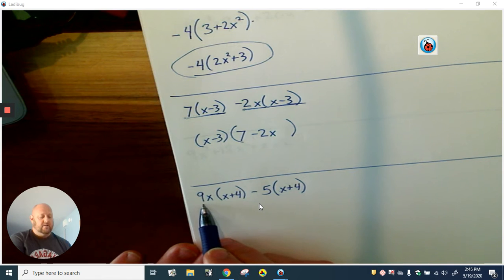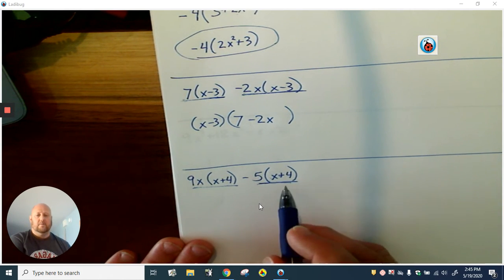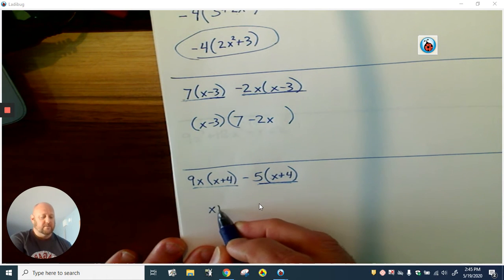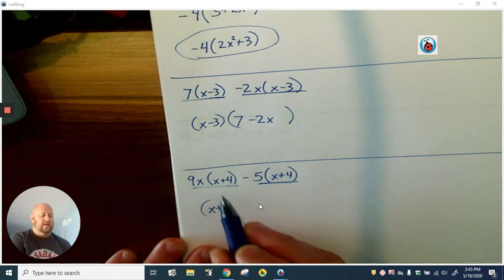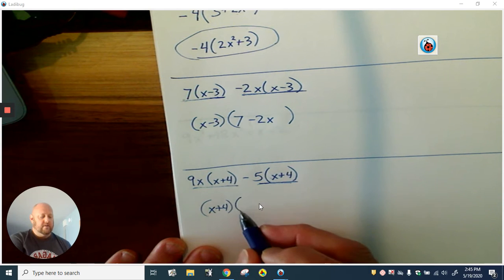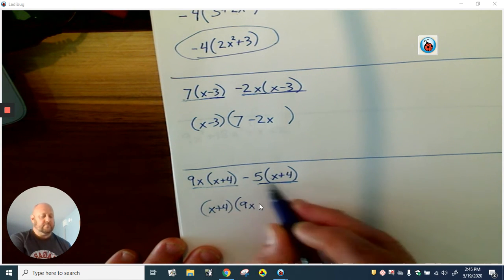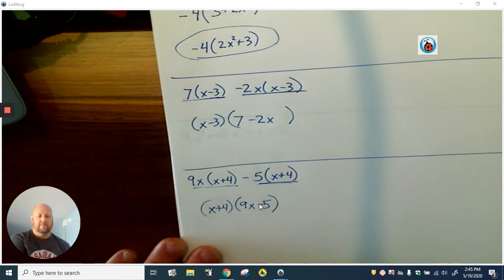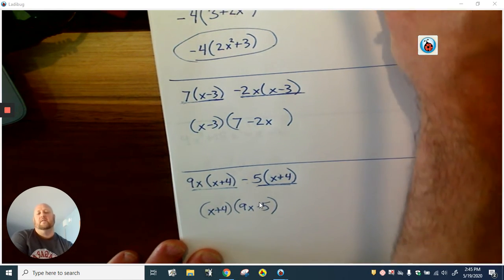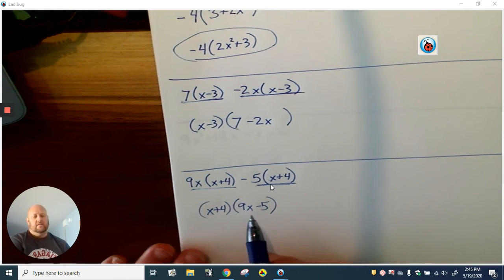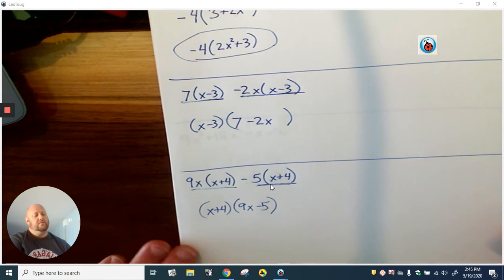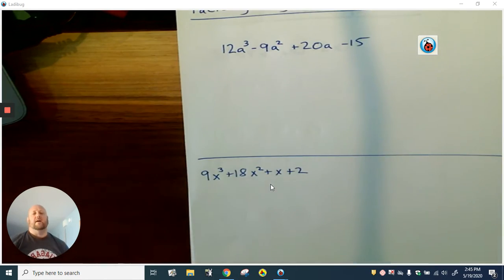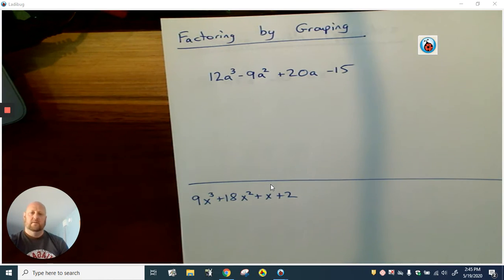Same thing down here. What does this whole term here have that this whole term also has? Well, they both have an x +4. And if you divide this out, all you have left is a 9x. And if you divide the x -4 out down here, you just have that -5. Okay? So these kinds of problems actually lead me to what we call factor by grouping.